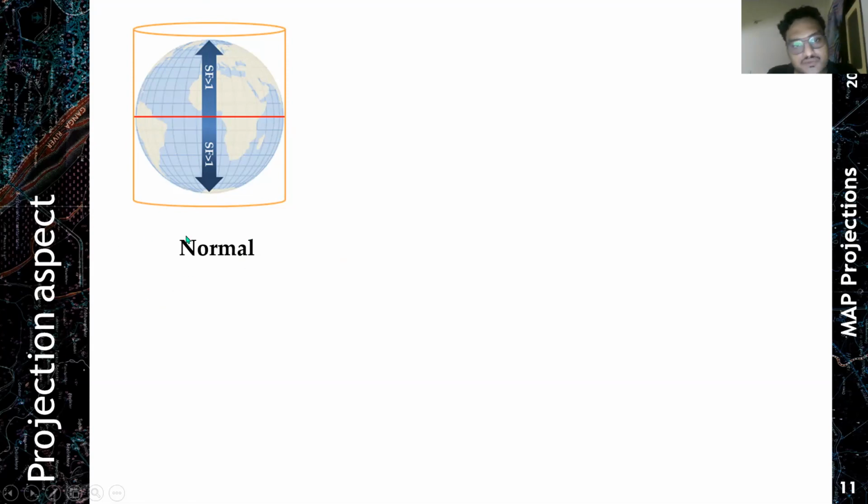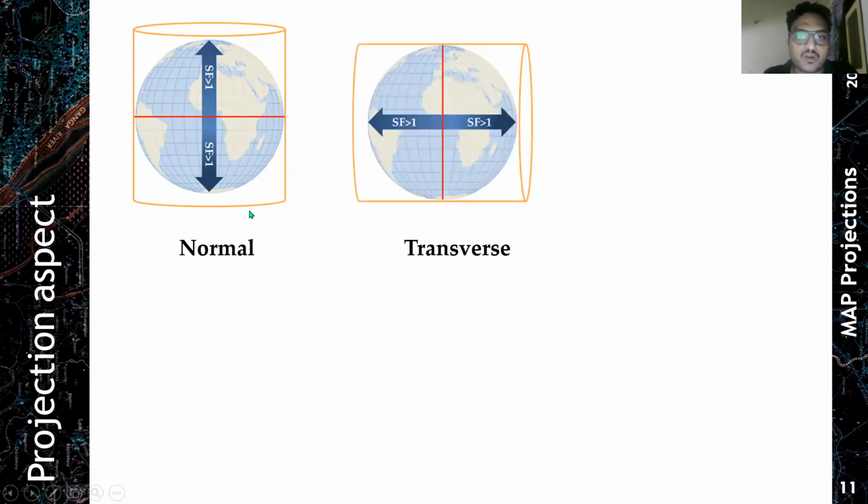But it is not necessary that the cylinder has to be vertically aligned. We can also have it in a transverse position, that is horizontally. And in this case now, the standard line is along a meridian, because you see that the cylindrical surface here, the developable surface, is tangential at the poles rather than the equator. And similar to the normal case, moving away from the standard lines in both the directions, your scale factor keeps on increasing.